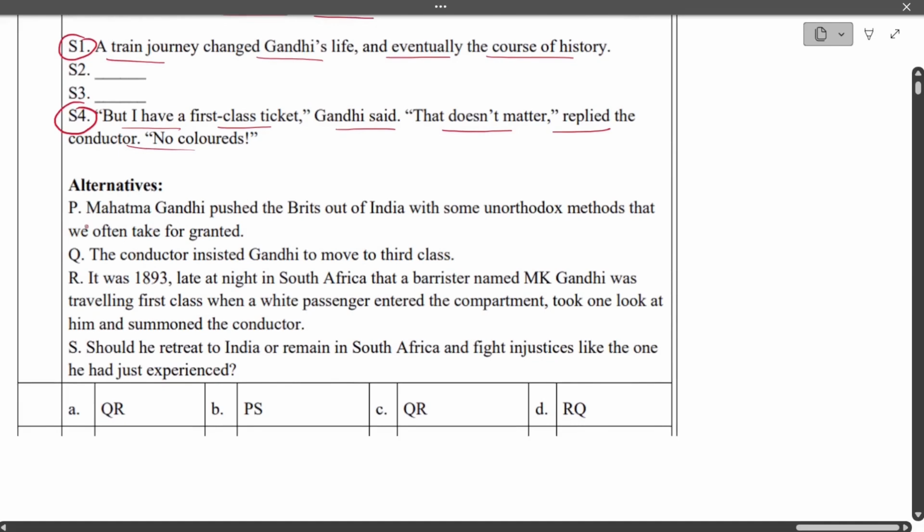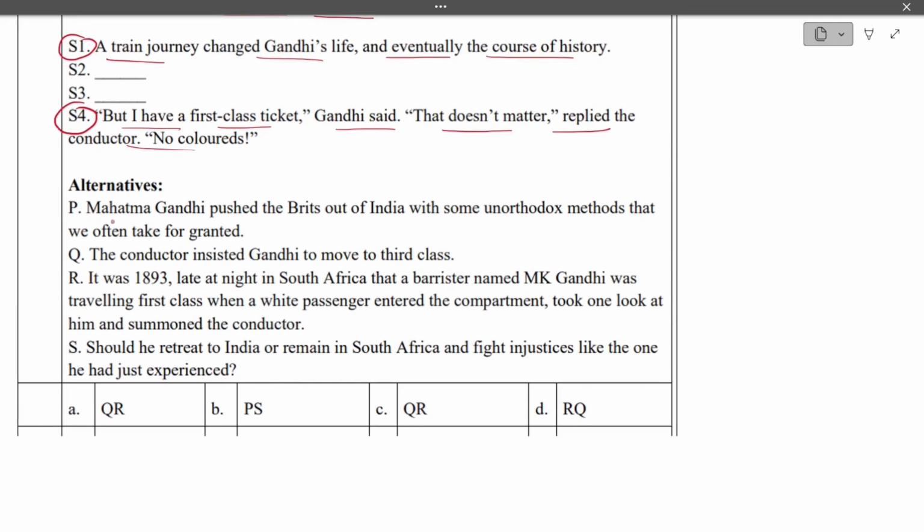First, let's give these alternatives a read, and then we will see what will come in those sentence 2 and sentence 3. Mahatma Gandhi pushed the Brits out of India with some unorthodox methods that we often take for granted. The conductor insisted Gandhi to move to the third class. It was 1893 late at night in South Africa that a barrister named M.K. Gandhi was traveling first class when a white passenger entered the compartment, took one look at him and summoned the conductor. Should he retreat to India or remain in South Africa and fight injustices like the one he has just experienced?